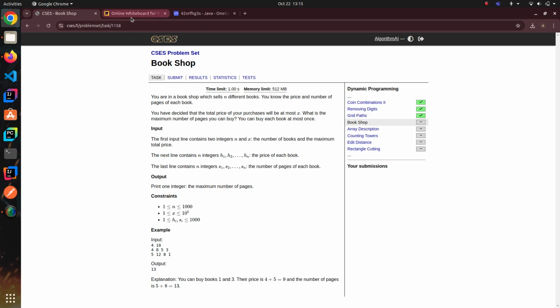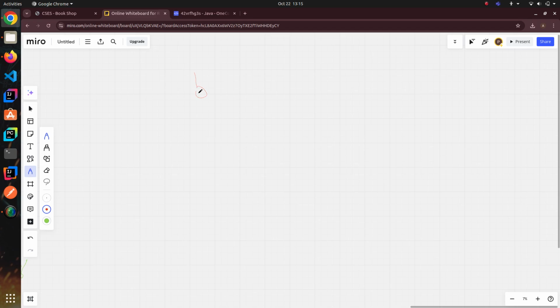Let's say we have book one, book two, book three, and so on. Each book has its associated price P1, P2, P3, and so on. We are given X amount of money, and we want to maximize the total number of pages with this given amount of money. The condition is each book can be bought at most once.